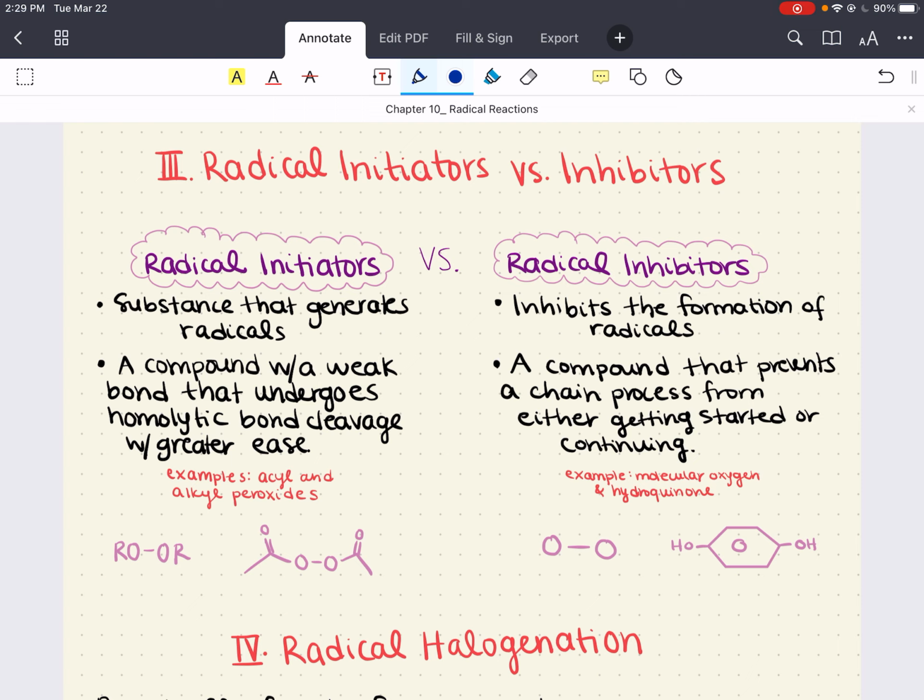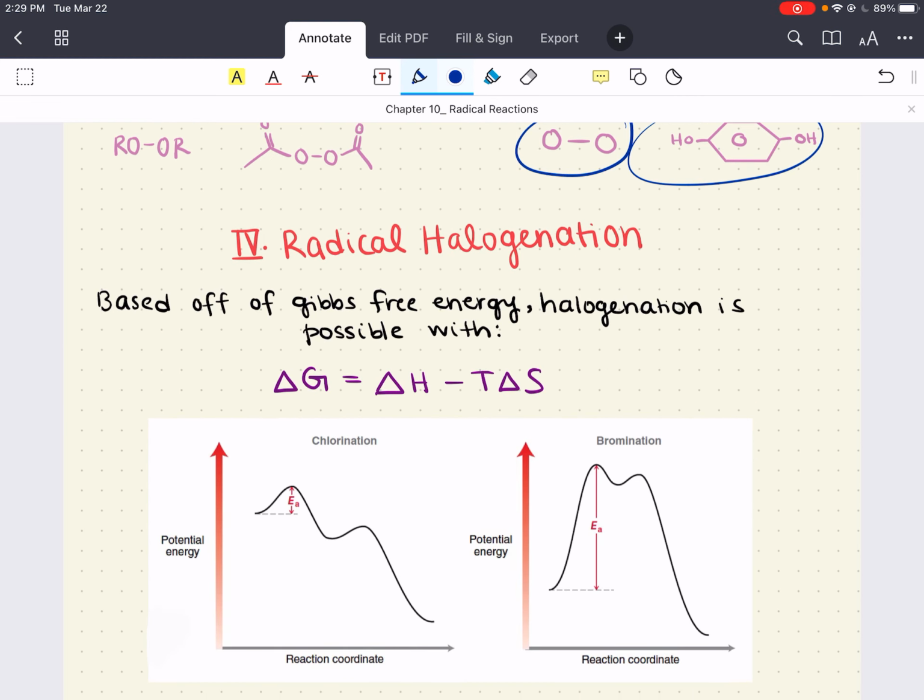All right. Now, what can help prevent that chain process from undergoing or continuing is using a radical inhibitor. An example of radical inhibitors include molecular oxygen and hydroquinones. These both are able to couple with other radicals and destroy them, hence preventing chain processes from either getting started or continuing. So please keep these two terms in the back of your head. They might reappear later in our discussion. But for now that we have defined those, we're going to move on to radical halogenation.